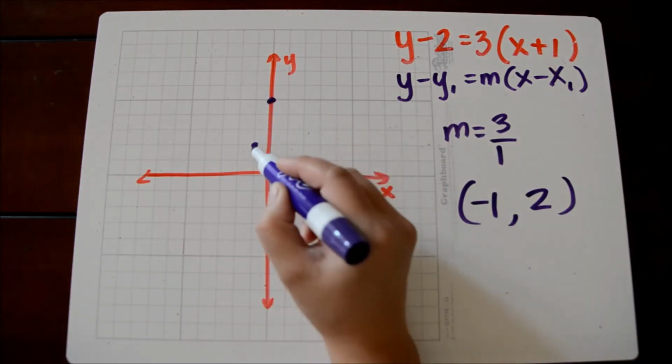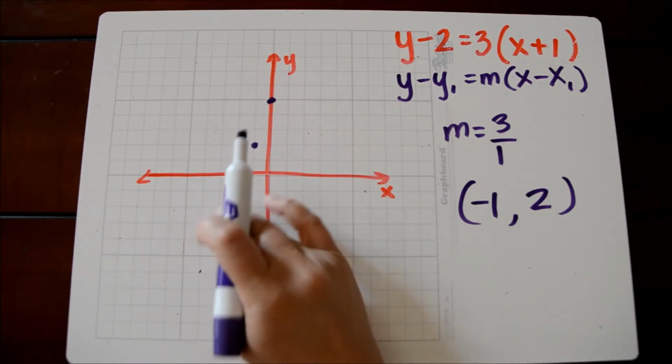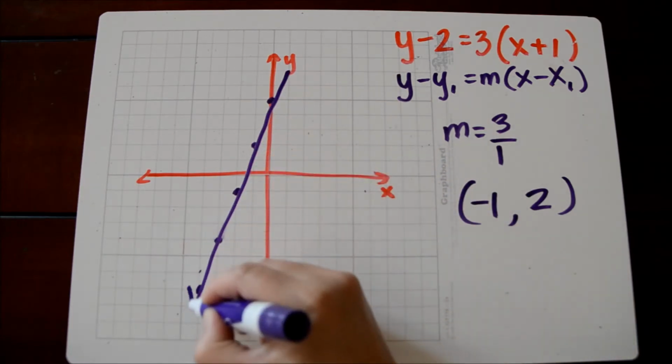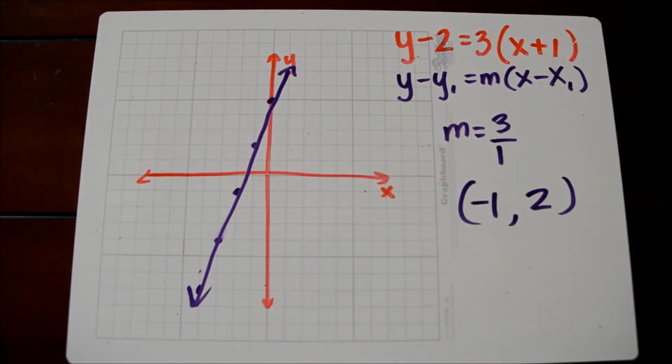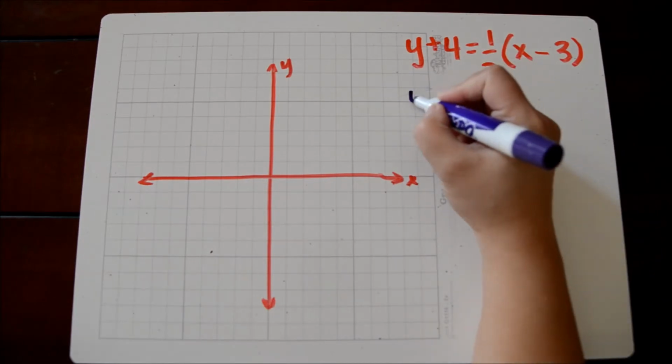So that's up 3 over 1, or down 3 to the left 1. Oh, that's a little bit off. So down 3 to the left 1. And that would be the graph of this equation. Let's do one more example. Again, I'm going to rewrite point-slope form right underneath.